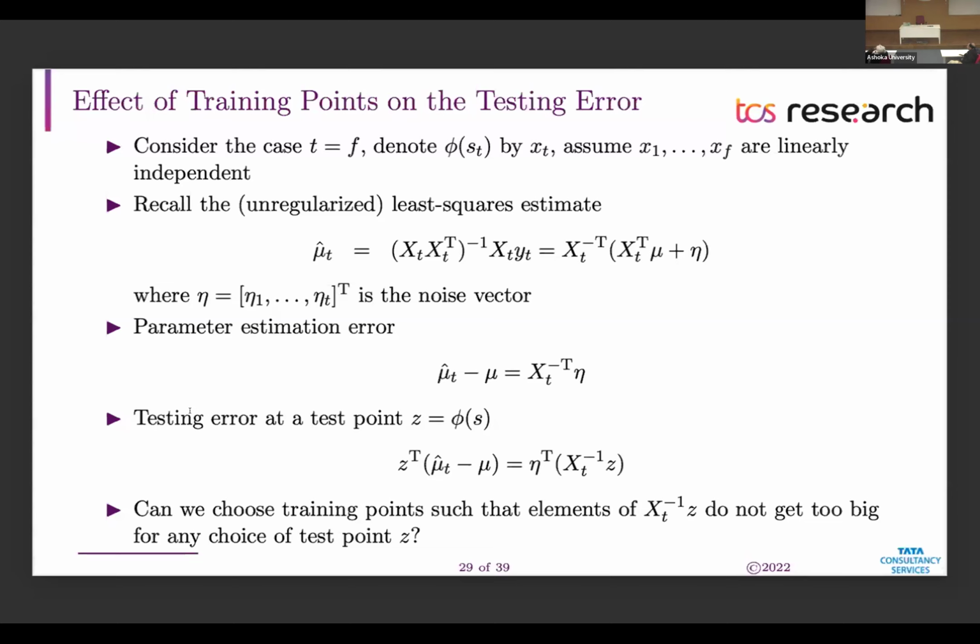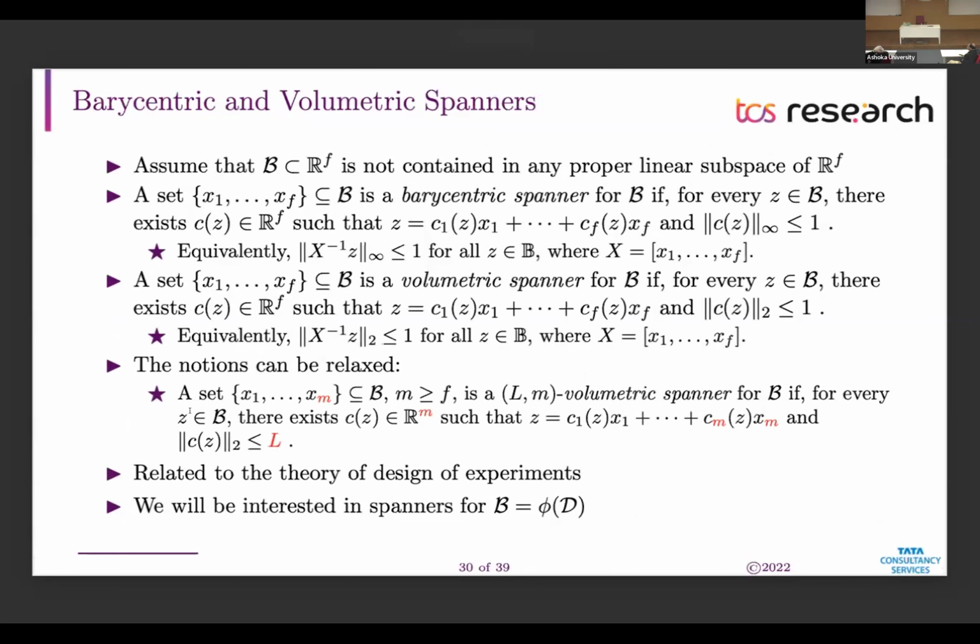So the question is, can we choose the elements of x, these training points which determine x transpose, so that this does not get too big? The error that leaked into your training data, can you choose your training points so that you don't end up amplifying it? All of that depends on this. So that motivates the following two definitions.